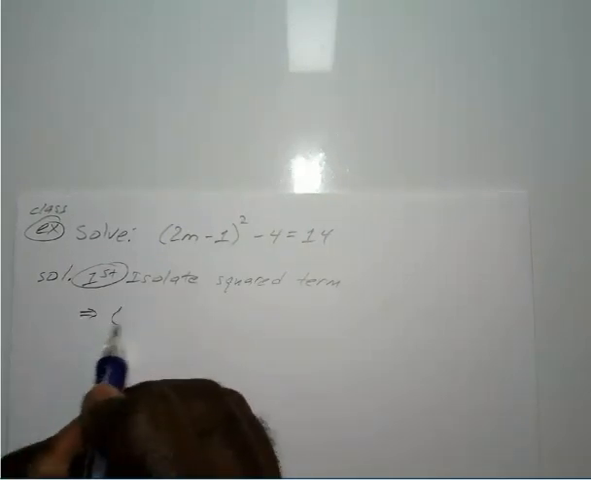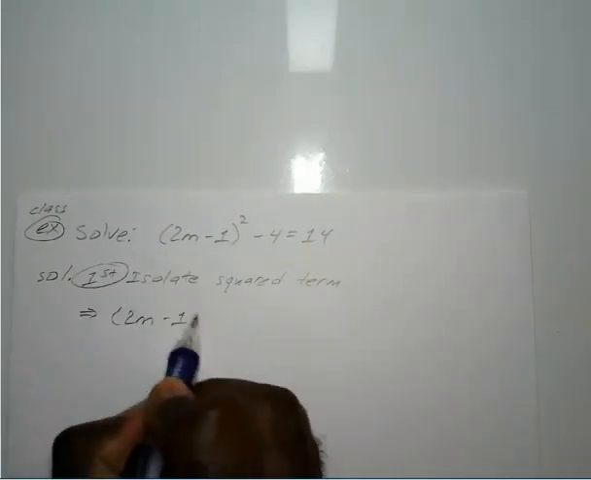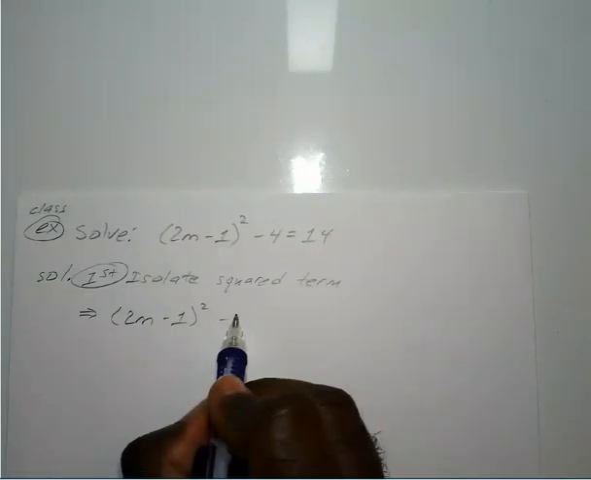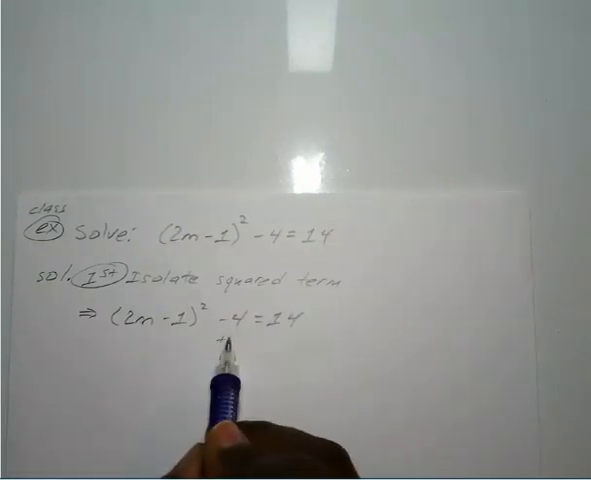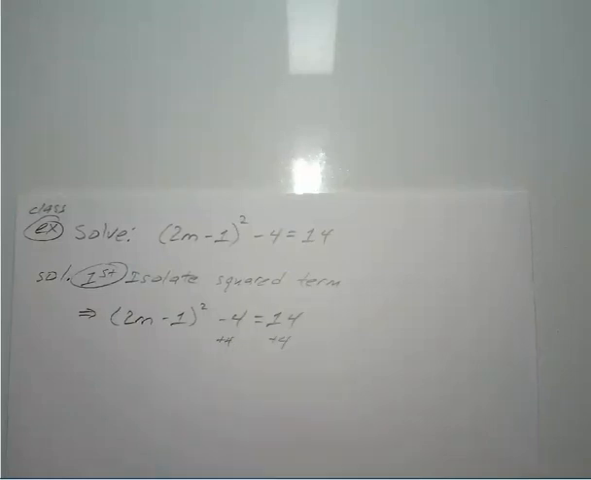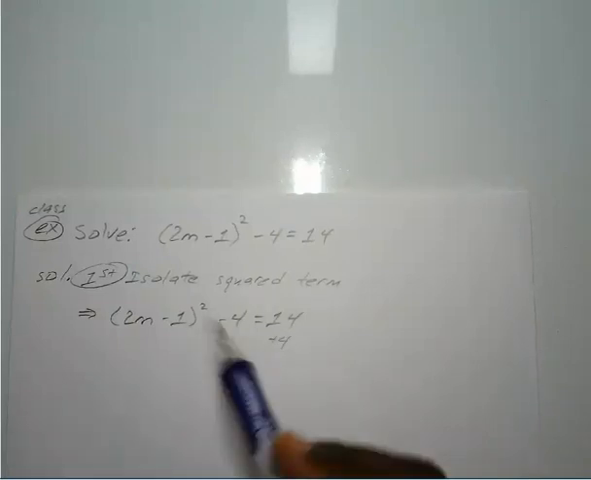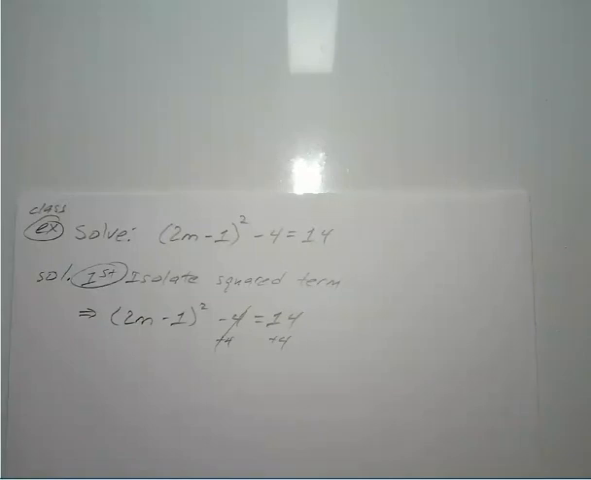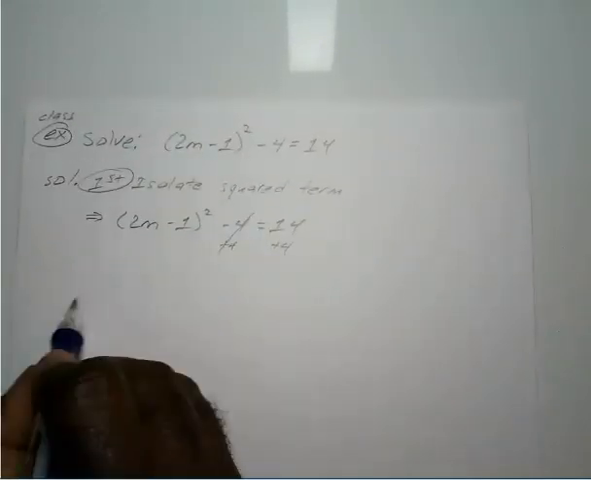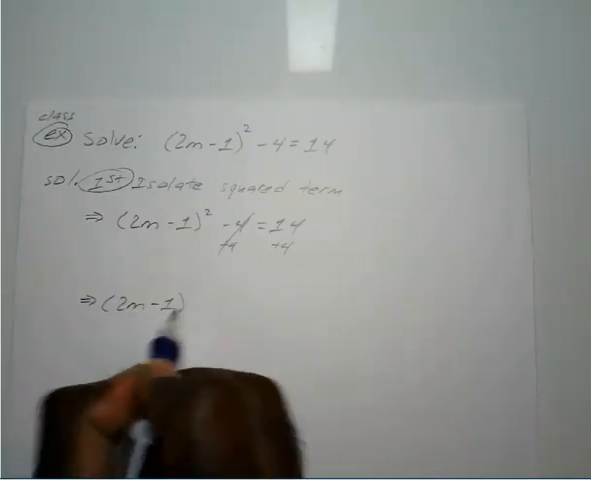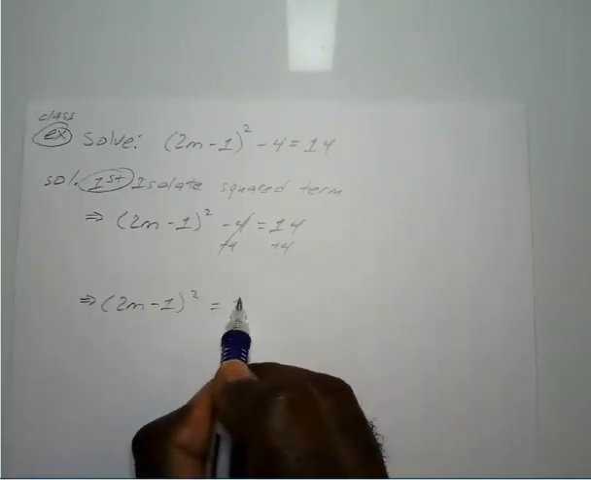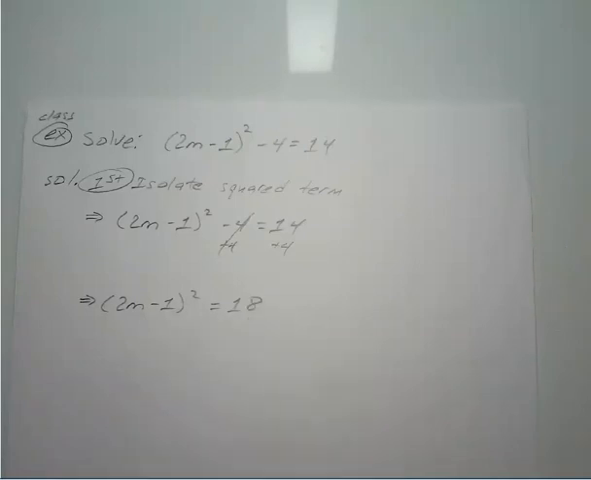So our 2m minus 1 squared minus 4 equals 14. We're just going to add 4 to both sides, where these two would cancel each other out. So that leaves us with 2m minus 1 squared equals 18.